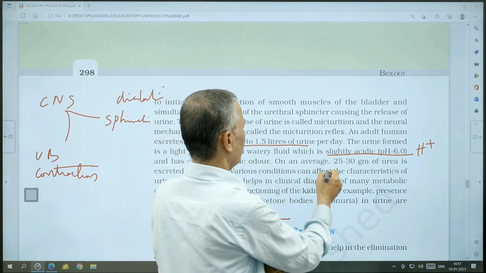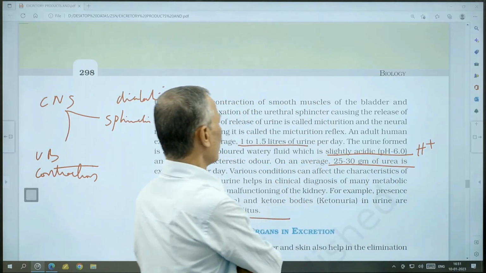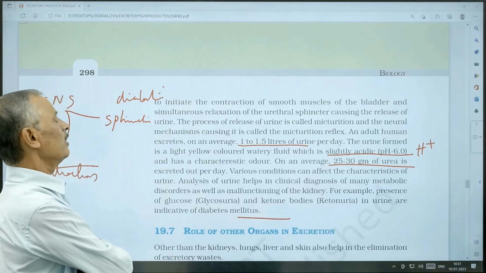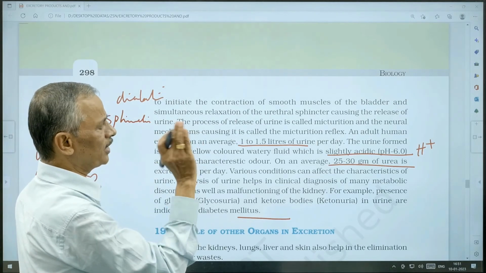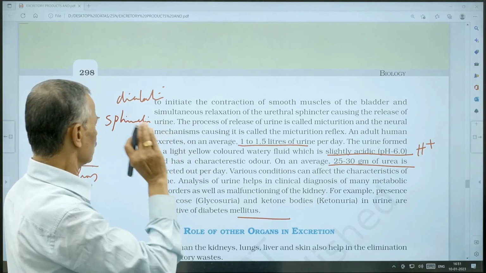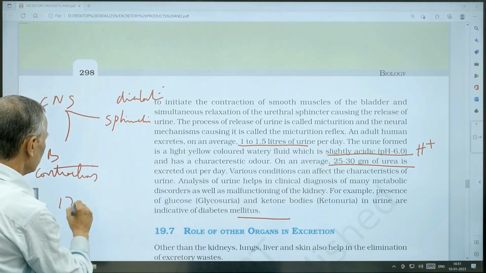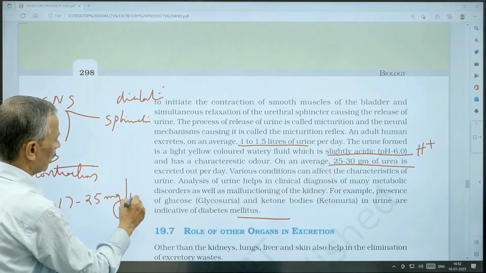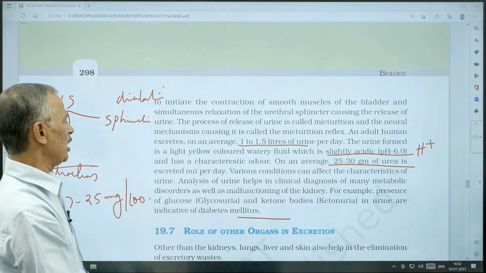On an average, we send out 25 to 30 grams of urea per day. This may be slightly different, as we are not sending out all the urea produced. Still, we will have 17 to 25 milligrams of urea per 100 ml of blood. That is the normal value.